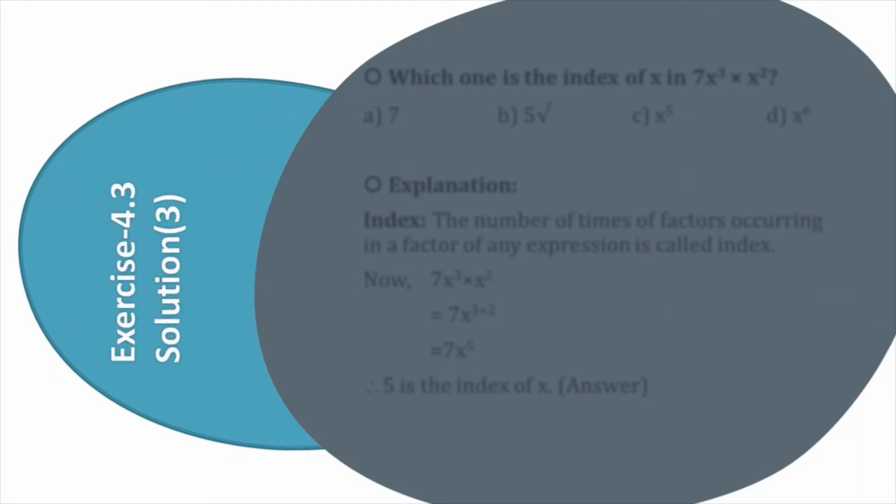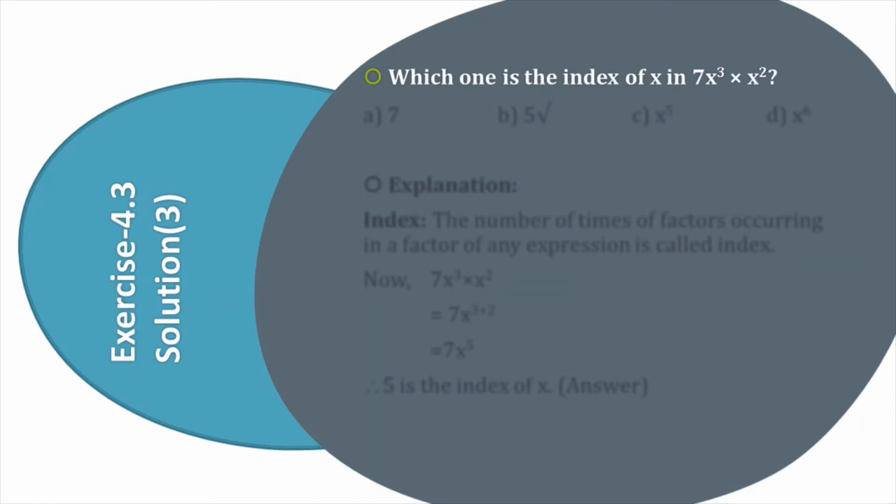Let us see solution number 3. Which one is the index of x in 7x to the power 3 multiplied by x to the power 2, or you can say 7x cube multiplied by x square. You can say both, x to the power 3 or x cube multiplied by x to the power 2 or x square. So that is the question, my dear. Which one is the index of x in 7x cube multiplied by x square? These are the options, my dear. As you can see, number B, 5 is the desired answer, that is the tick mark.